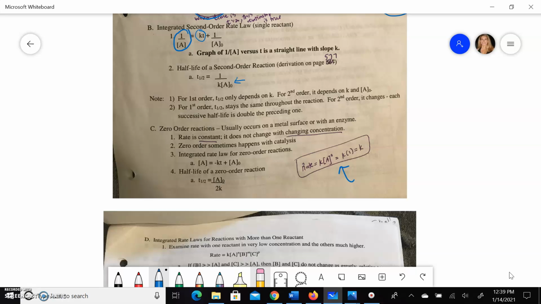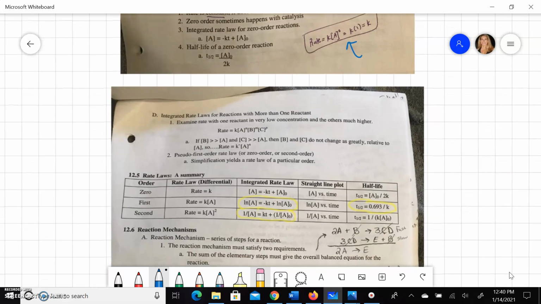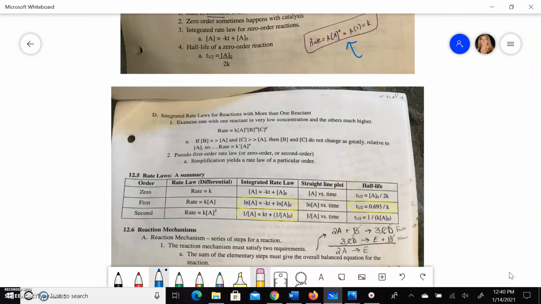And they also gave you the integrated rate law for this one. Notice that it's still y equals mx plus b, except this time you don't have natural log or 1 over. You just have regular old concentration. And then they're also giving you the half-life. And all of this can be summed up in this table down here that we're going to get to in just a minute. Letter D is just talking about if you have more than one reactant. Usually we focus on the one that is the most significant, just to keep it from getting complicated.